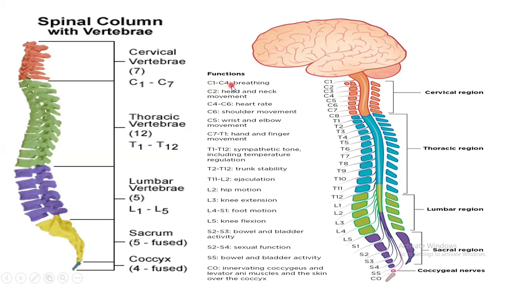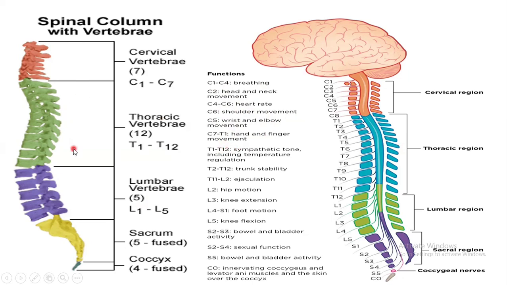C1 to C4 are helpful for breathing, C2 for head and neck movement, C4 to C6 for heart rate, C6 for shoulder movement, C5 for wrist and elbow movement, and C7 to T1 for hand and finger movement.